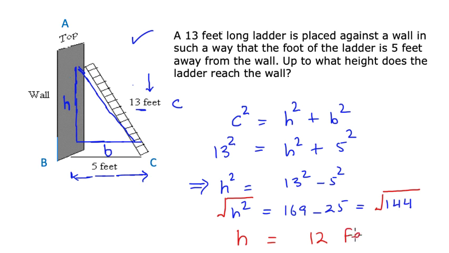So that is your unknown dimension that you were supposed to find. In this specific arrangement, this ladder will go up to 12 feet high from the base, right? So this is 12 feet.